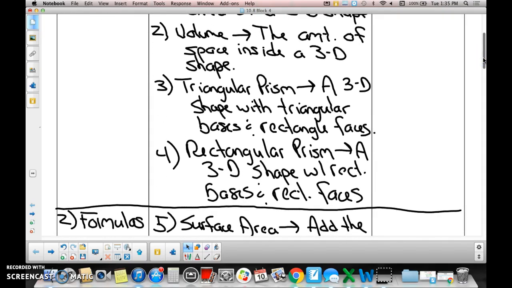A triangular prism has what kind of bases, you guys? Triangular bases. And how many bases does a triangular prism have? 3.